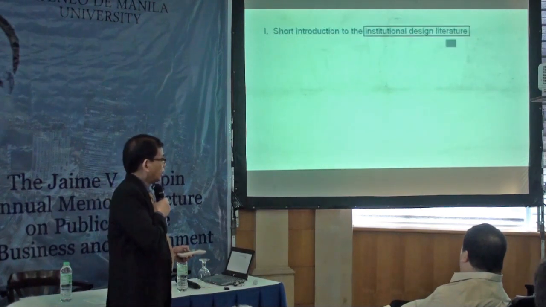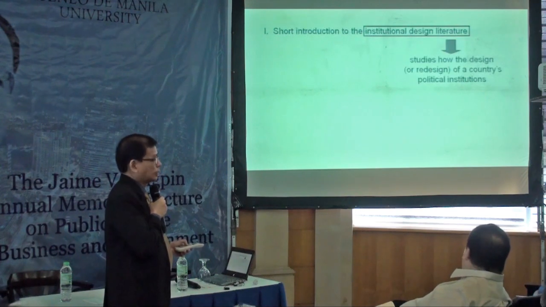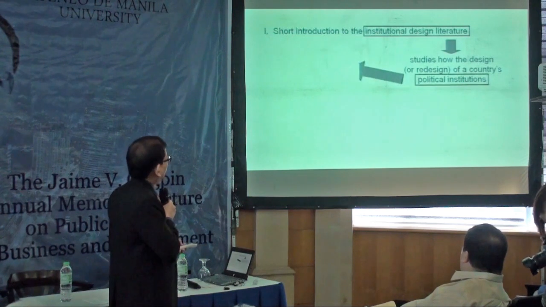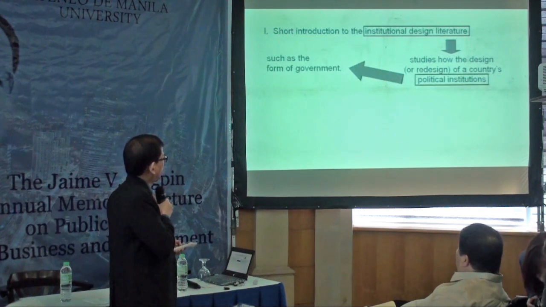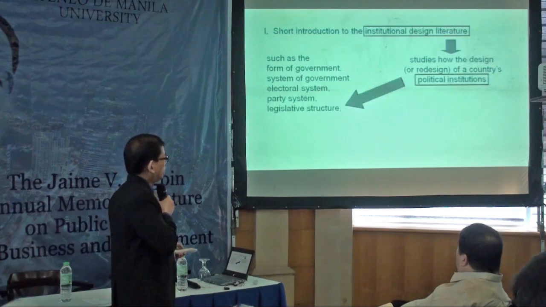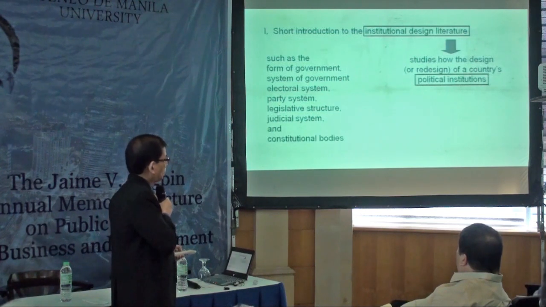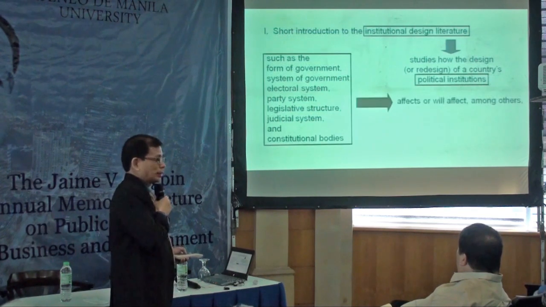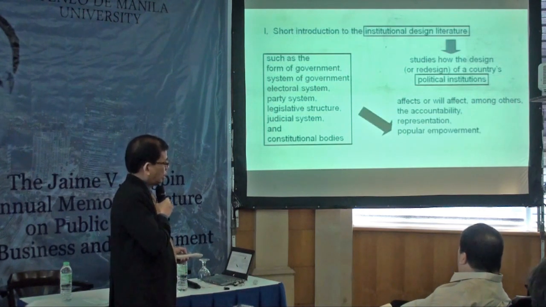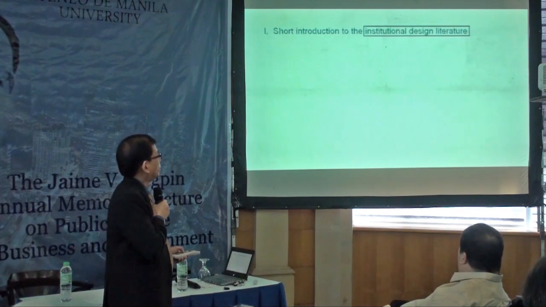The institutional design literature, as mentioned earlier in the introduction, studies how the design or redesign of a country's political institutions, such as the form of government, system of government, electoral system, party system, legislative structure, judicial system, and constitutional bodies, affects or will affect, among others, the accountability, representation, popular empowerment, elite capture, and coherent policy making of the state.